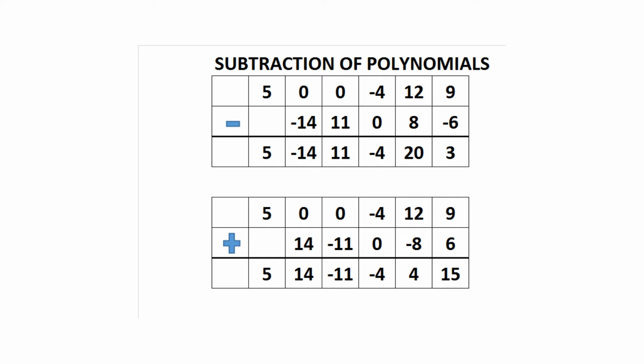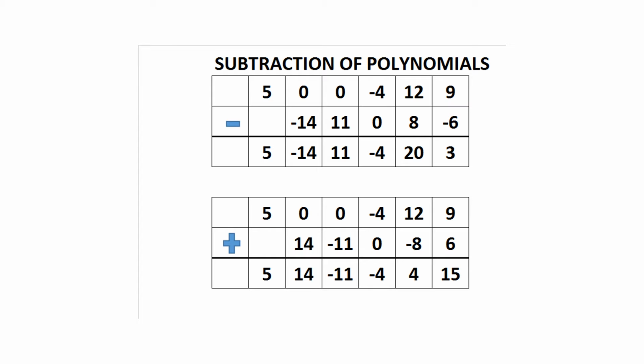Here we have the subtraction of polynomials. We will change every subtraction into an addition problem. Notice, take the negative of every number in the second row. The negative of a negative is a positive. So now we have 14. The negative of 11 is negative 11. 0 is 0. The negative of 8 is negative 8. And the negative of negative 6 is 6.